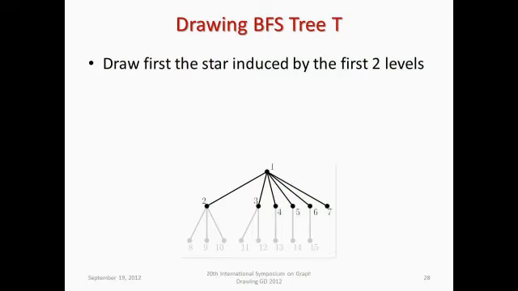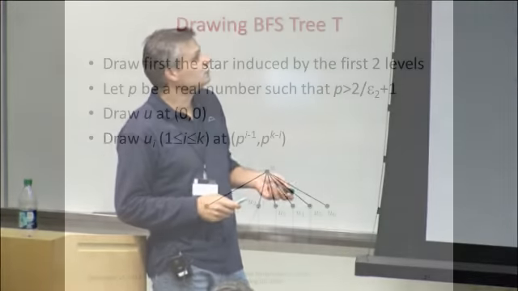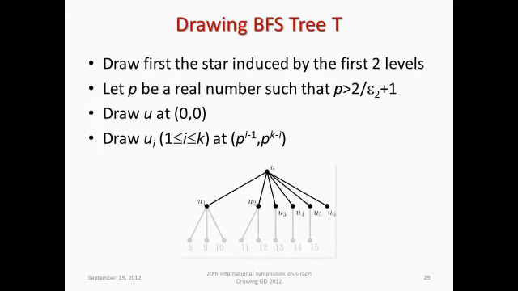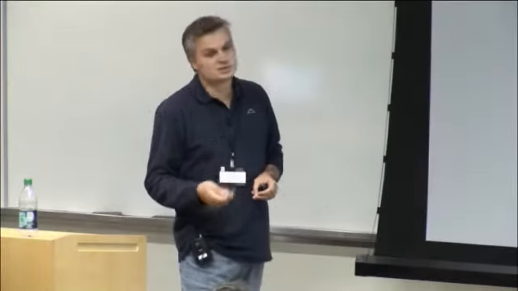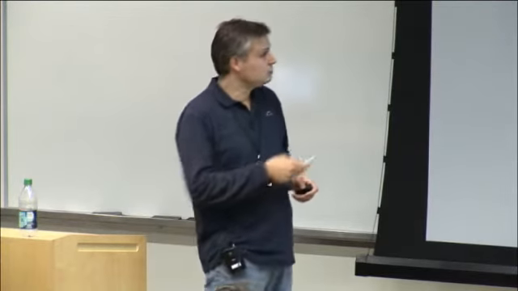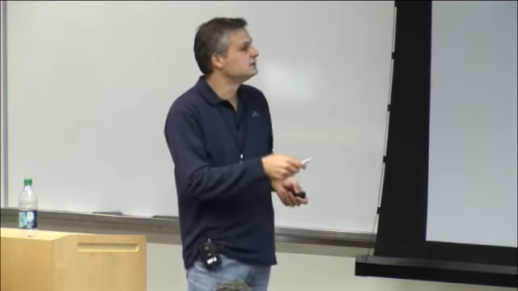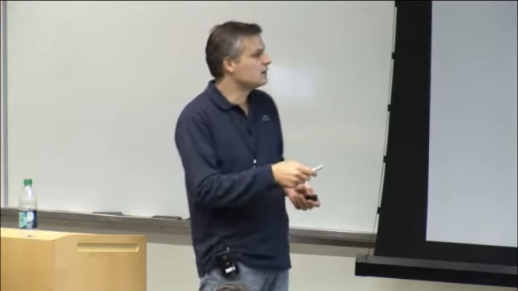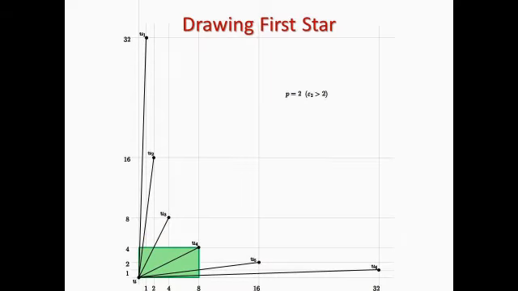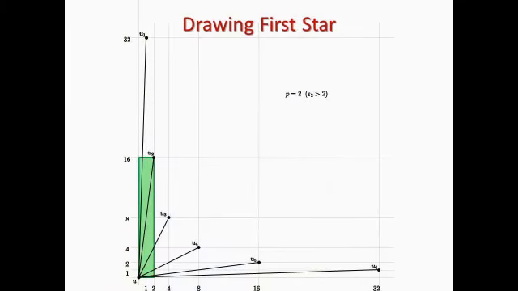Now in order to draw the tree, I first draw the star induced by the root and its children. And to do this, I choose a real number p, such that p is at least 2 over epsilon 2 plus 1. And then I draw u, the root, at the origin, and draw child number i at the point with coordinates p to i minus 1, p to k minus i, where k is the number of children. And so, for example, for 6 children, I have a drawing like this, where here p is 2. And in this drawing, you can see that for the edges, the rectangle of influence is empty. So the edges can be there.